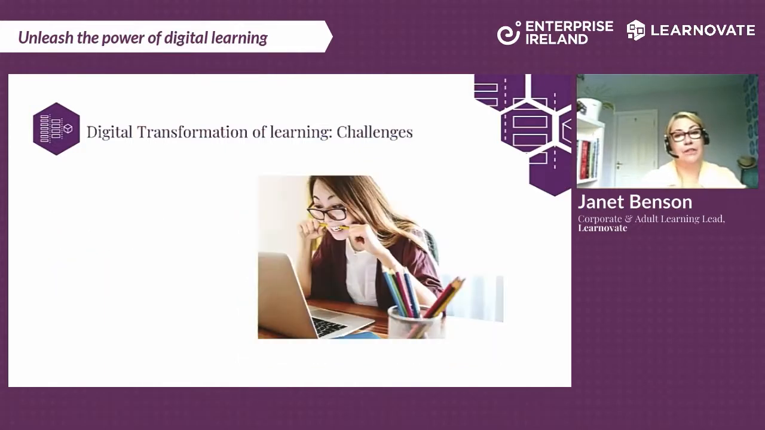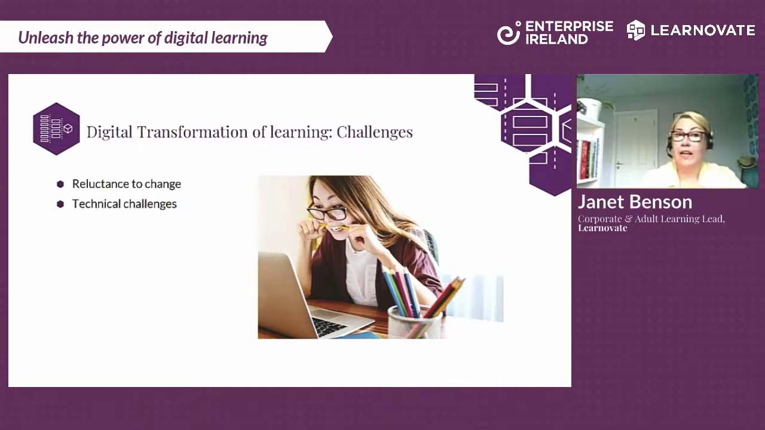And again, with opportunities come challenges. So some of the challenges that we see around digital transformation of learning range from reluctance to change. So again, if you have a company, your senior management might not necessarily be on board with bringing in a new way of doing things. And often it's the employees as well who can be reluctant to the change. They kind of think, well, what's the point? What's in it for me? Everything's fine as it is.